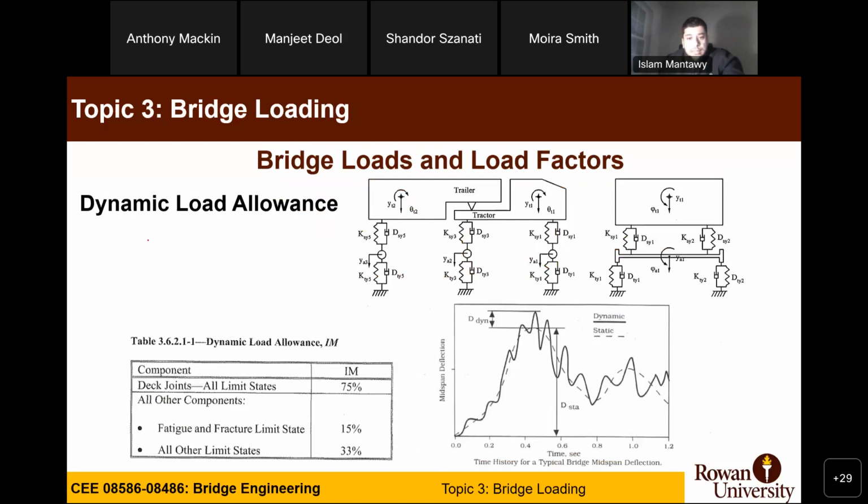We mentioned that we have to use dynamic load allowance. William Bright, do you remember why we have to use dynamic load allowance? Does it have to do with the moving load across the bridge because it's a live load? What feature of the moving load can influence the bridge? Can you repeat that? I'm not too sure, to be honest.